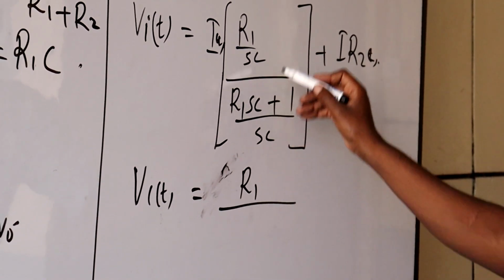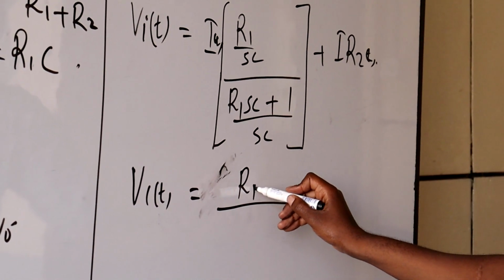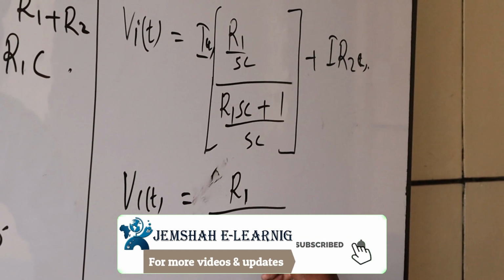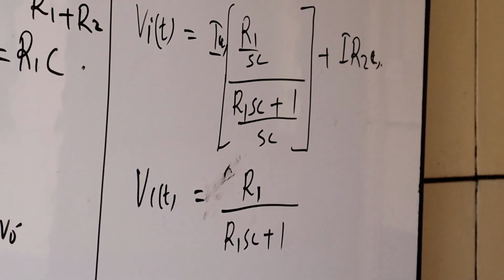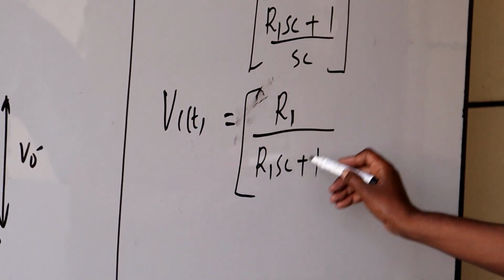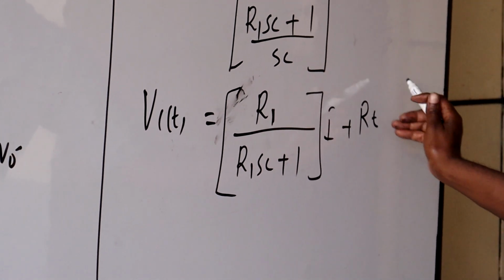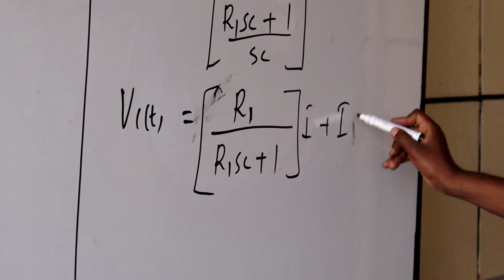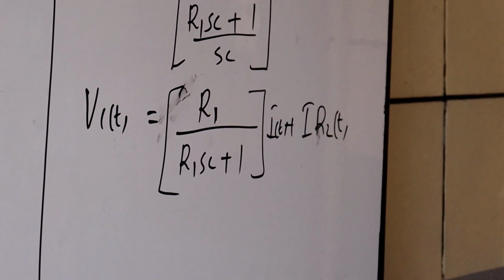So if we divide, we are going to multiply by that, then the 2 will cancel. So we are going to have R1 all over R1 SC plus 1 over R1 SC plus 1. So that is now what we are going to multiply by I, then plus R2 I, that is I R2, and of course both of these are in t domain.